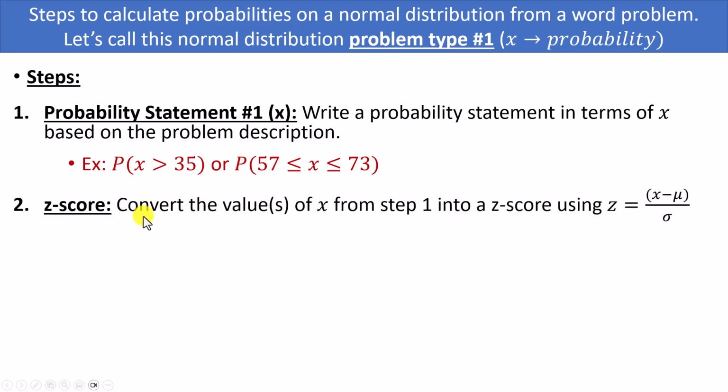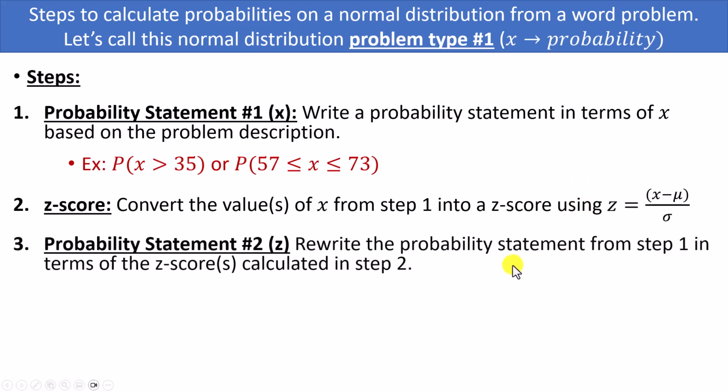Step 2, you should convert that value into a z-score using the z-score formula that we talked about before. So basically take whatever that value was, or if there were two values, you would do it twice, subtract the mean of that variable, and then divide by the standard deviation. And that will basically convert that value into a z-score, how many standard deviations it is away from the mean.